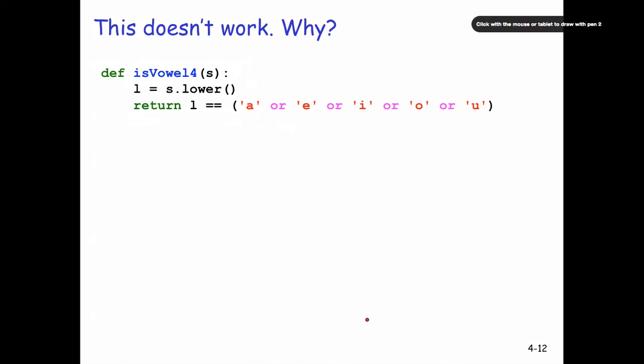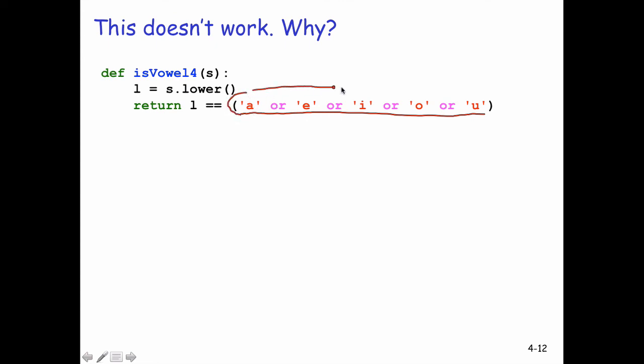Here is something that students are often tempted to try because it sounds like English. What we'll do is check to see if l is equal to one of A, E, I, O, or U. And the problem here is that this entity, which is the result of the OR, it's not clear what it is. We'll understand by the end of this lecture exactly what this means. But testing l against the result of ORing together these 5 different characters does not do the right thing.